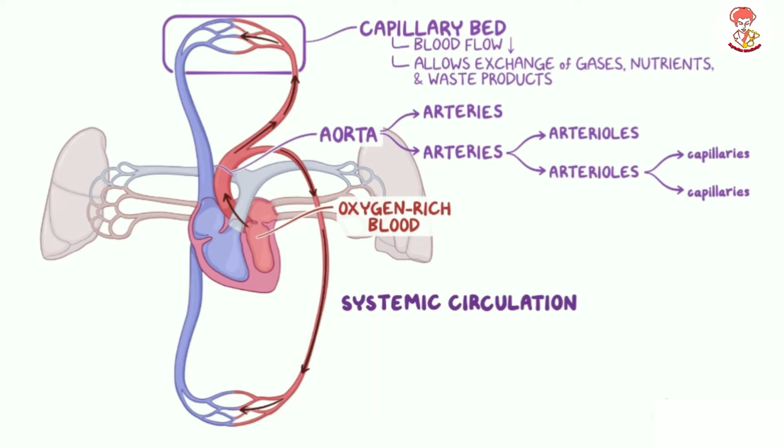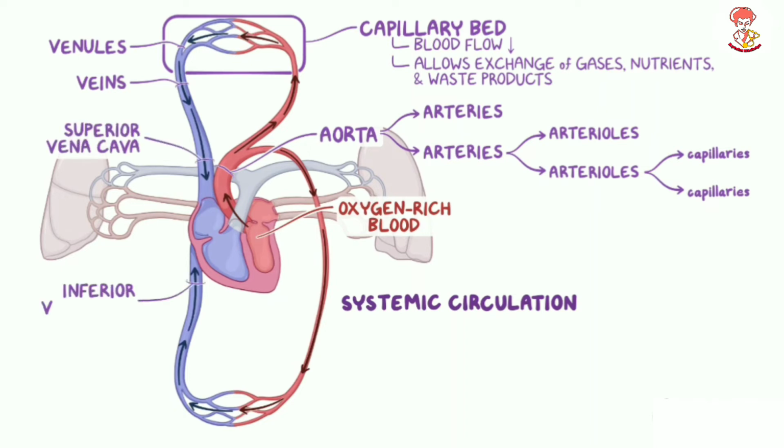Now after this interchange of substances occurs, the capillaries regroup to form venules, which eventually drain into the veins and eventually into the two largest veins, called the superior vena cava and inferior vena cava, which collect blood from the entire body and empty into the right atrium, and once more the pulmonary circulation cycle restarts.